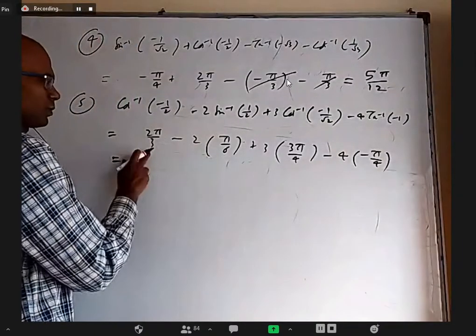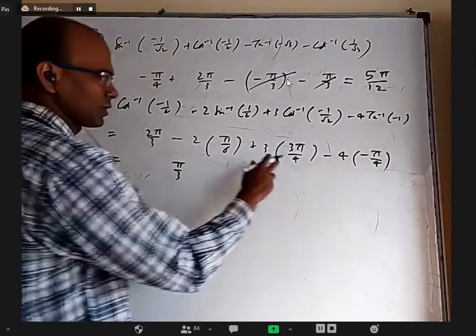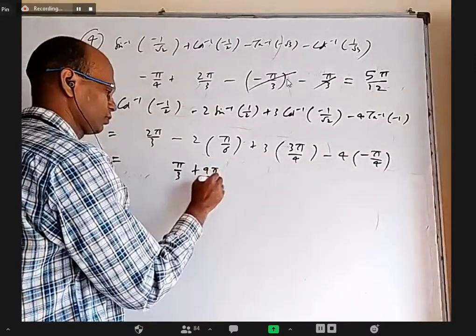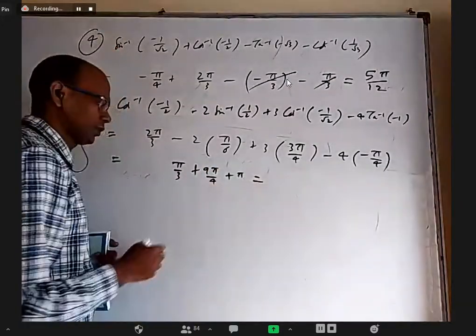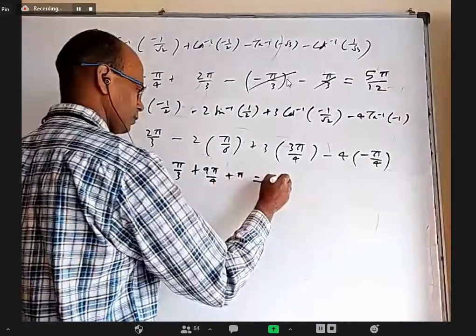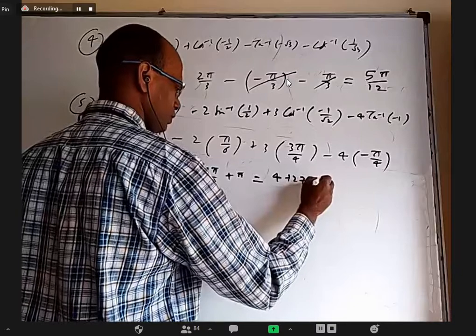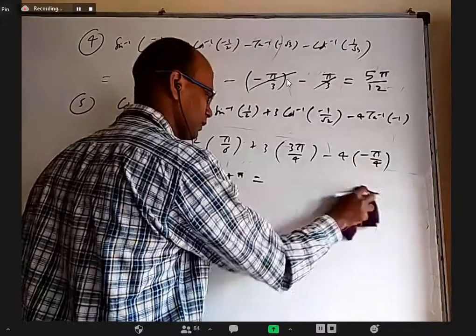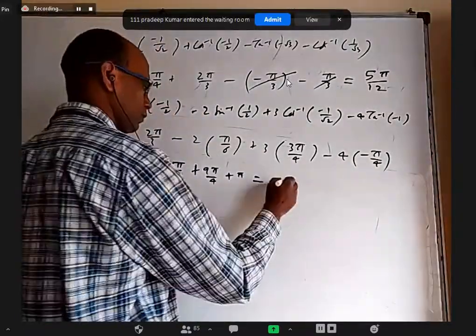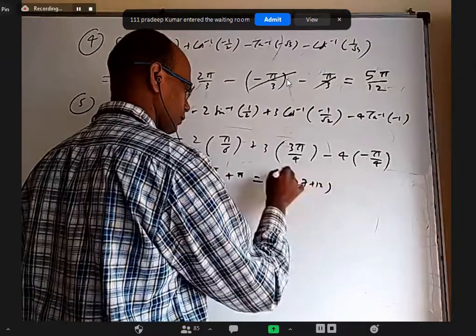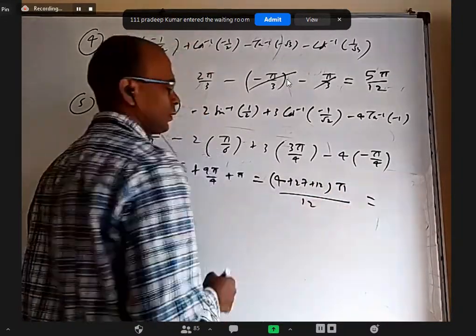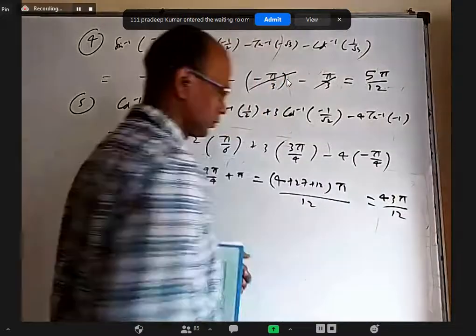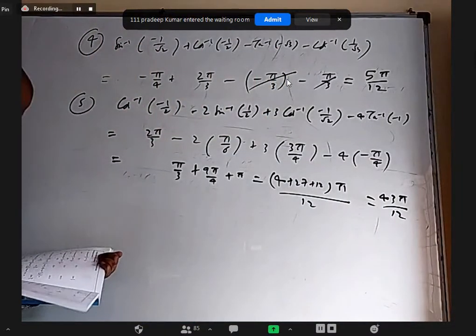Can combine these two first. 2 pi by 3 minus pi by 3, that will be pi by 3. This is 9 pi by 4 plus pi. Okay, let's leave it, 9 pi by 4. You want to take a 12 LCM. 4 and 3, and 12 pi. 43, yeah. Yes, sir. Okay, so it is 43 pi by 12.